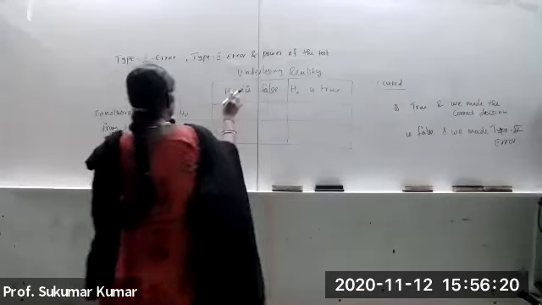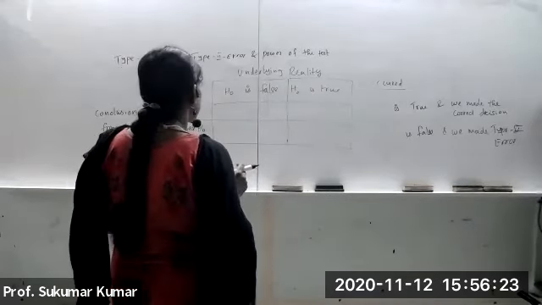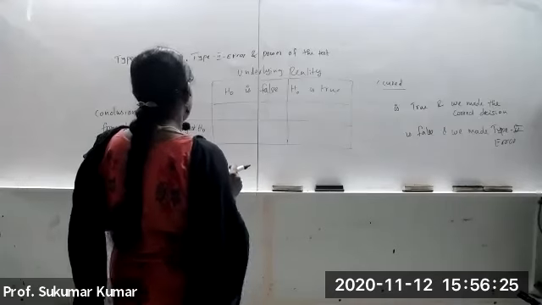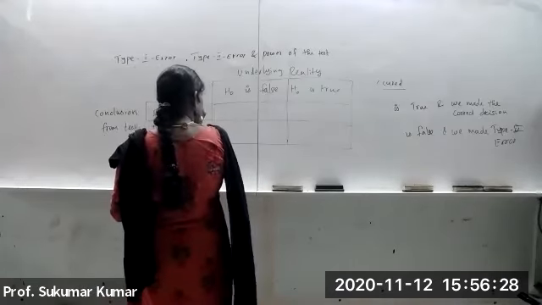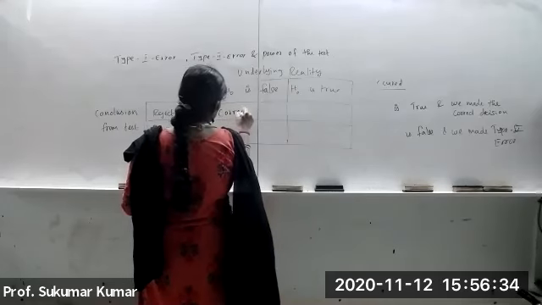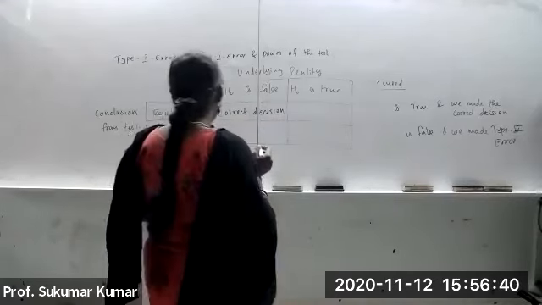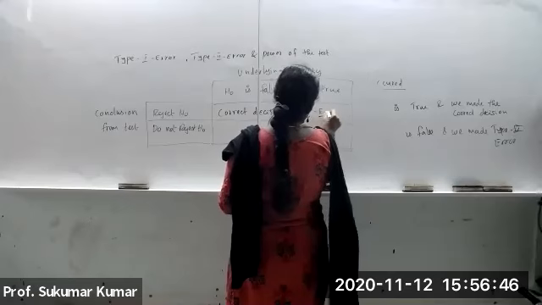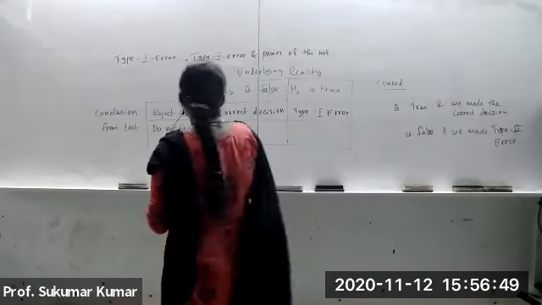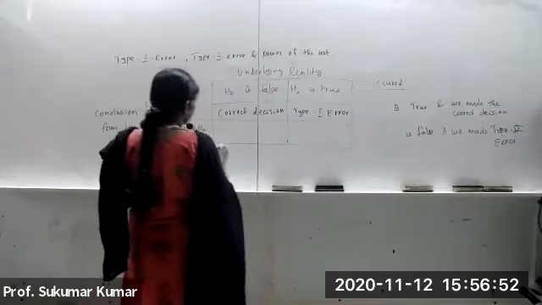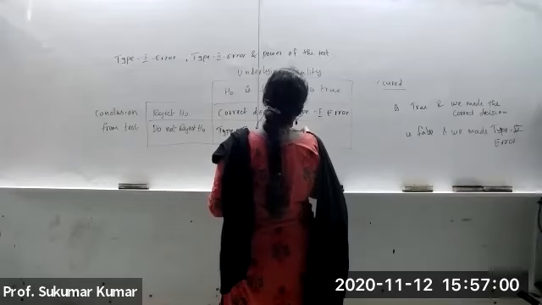H naught is false and rejecting H naught. Is this an error or a correct decision? Correct decision. H0 is true and we are rejecting H0. This is an error. What type of error? Type 1 error. And H0 is false and we are not rejecting H0. This is a type 2 error. H0 is true and we do not reject H0. That is a correct decision.